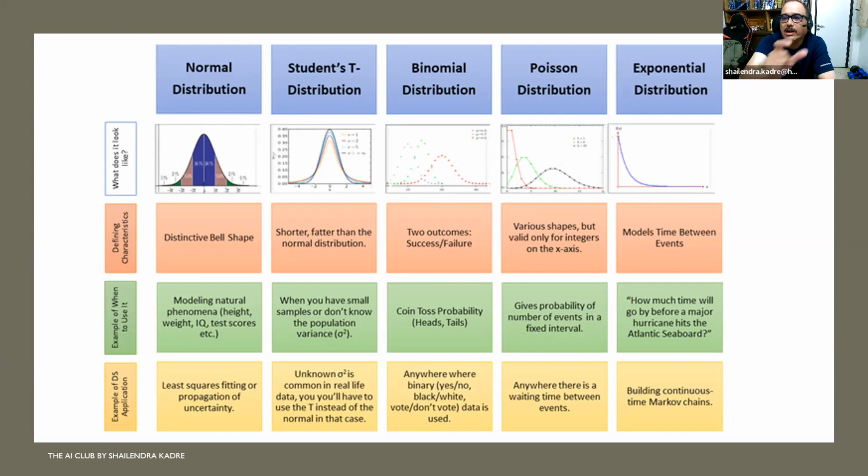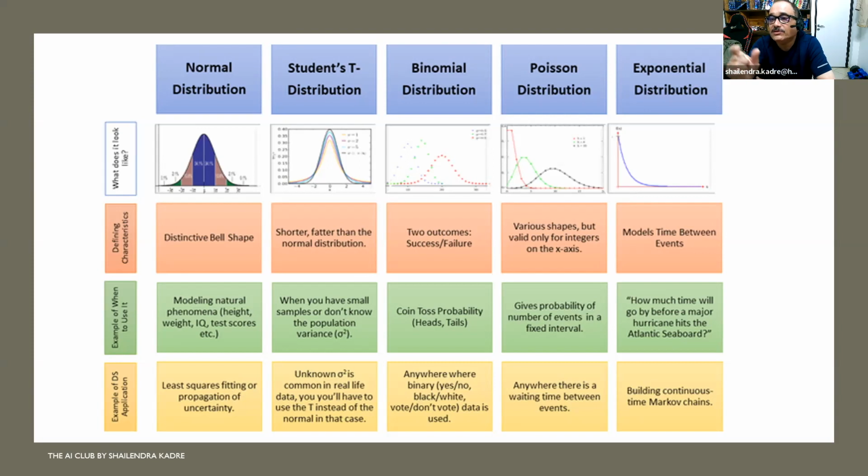So the average is 20 landings per hour. Now he's asking you, for a particular hour, what is the probability that 30 landings will be there? For such problems where we count events, the events should have some interval, right? 20 landings in an hour means every 3 minutes one landing is happening. So the events should have some space in between them. For such kinds of problems we use Poisson distribution.